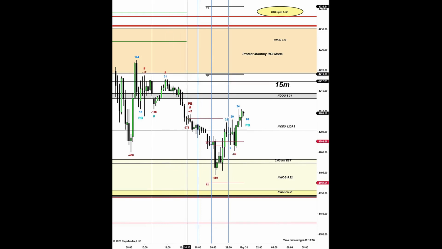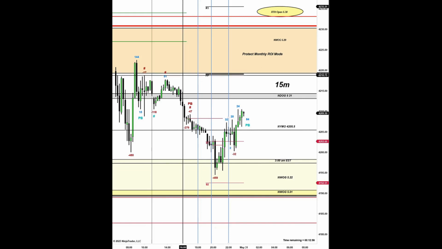So looking for this zone to be tapped before I get really involved with any kind of inventory. I'm going to be very patient, and I do not want to be long right now at all. So shorts only for me based on this chart.